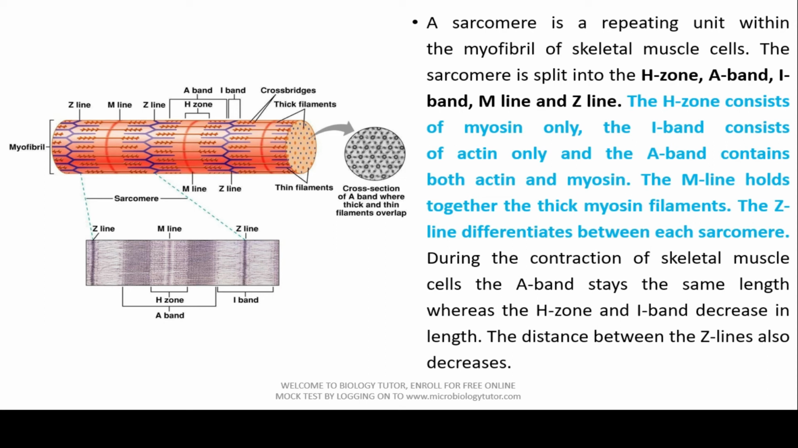During the contraction of skeletal muscle cells, the A-band stays the same length, whereas the H-zone and I-band decrease in length. The distance between the Z-lines also decreases. That is all about the sarcomere and its zones.